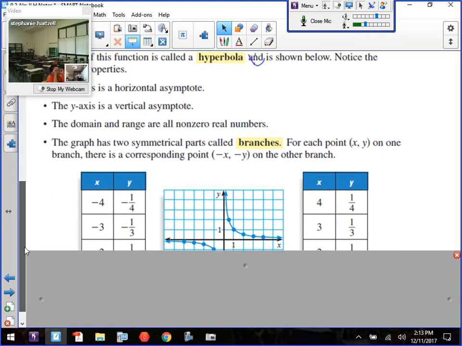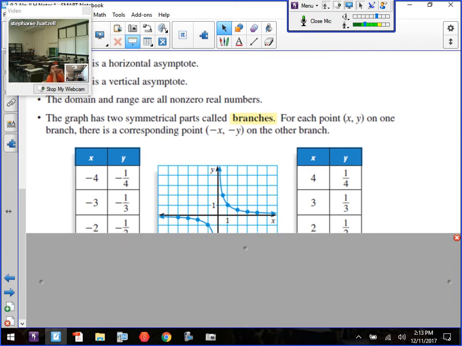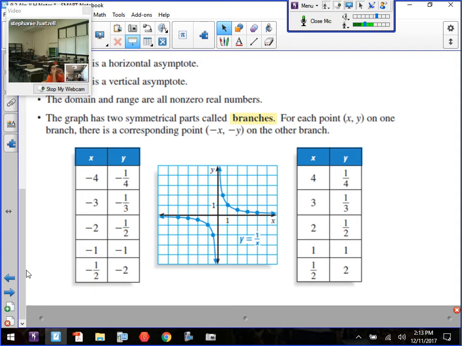And what you were talking about a second ago, Mr. Ward, was are there going to be two parts to this? Yes, because you have two sides of a vertical asymptote. You have numbers that were, in this case, negative. You have numbers on the other side that were positive that generate different boundaries of the curve.